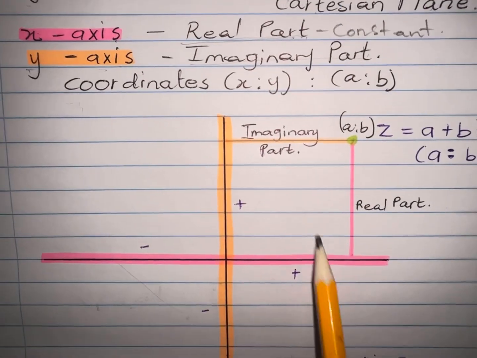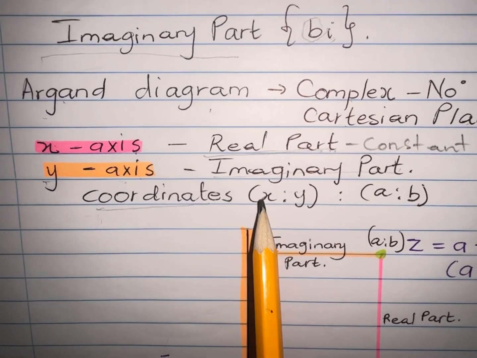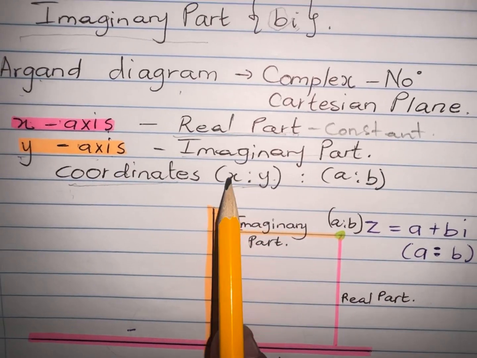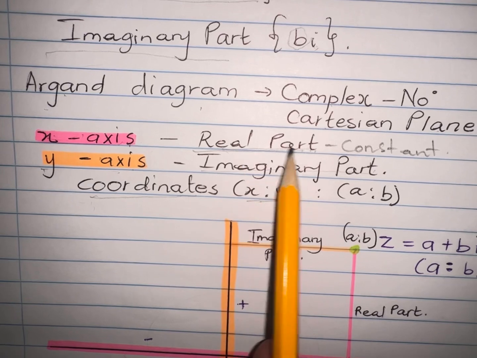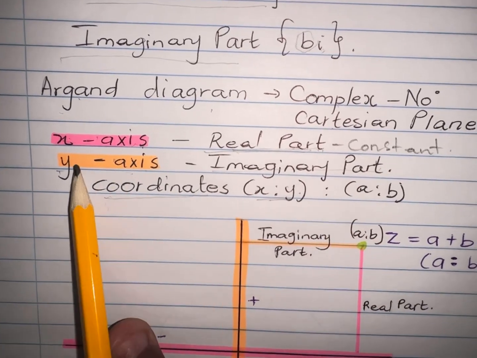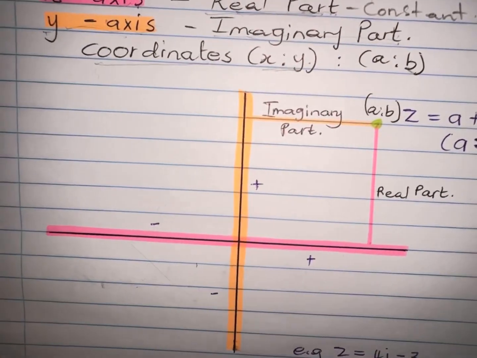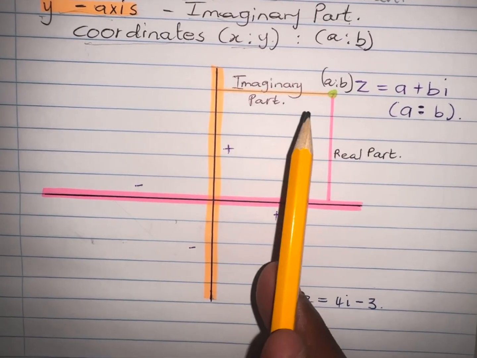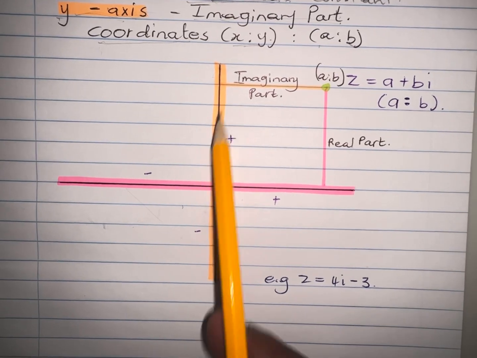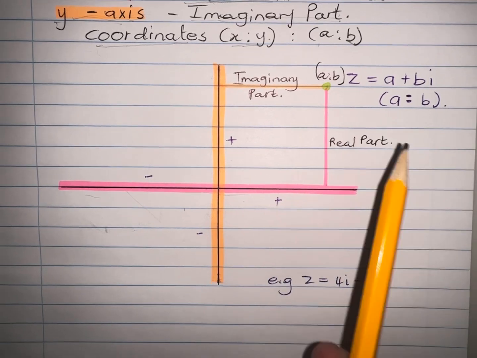Now, with the Cartesian plane, remember, we work with coordinates. With coordinates, we have x and y. In this sense, if our x-axis is represented by the real part, it means our x will always be a. And if y represents the imaginary part, our y will be b. This is how we are expected to plot the values of a and b. This is your y-axis, which represents the imaginary part. This is the x-axis, which represents the real part.